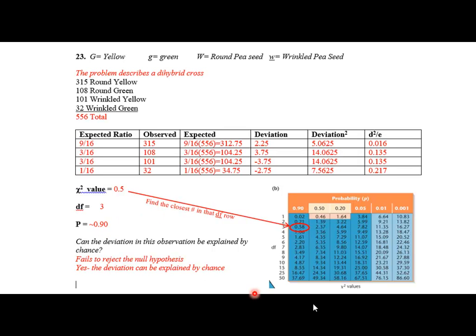That means that it falls in this darker blue area, which we say fails to reject the null hypothesis. In other words, that means yes, these differences, these deviations, can be explained by chance, and this does fit the 9:3:3:1 ratio.